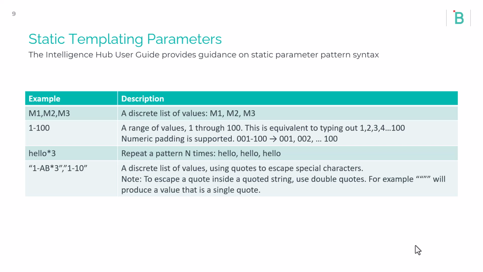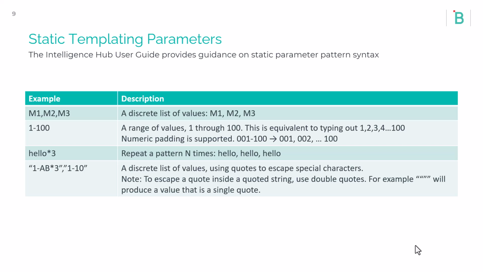For static parameters, there's a handful of ways to specify the patterns. So first, might be a discrete list of comma delimited values, and in this case, it's just 1, 2, and 3. The second way to specify a pattern depicted here would be a range. So maybe 1 to 100 would handle all values between 1 and 100.